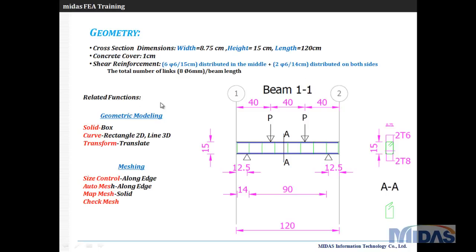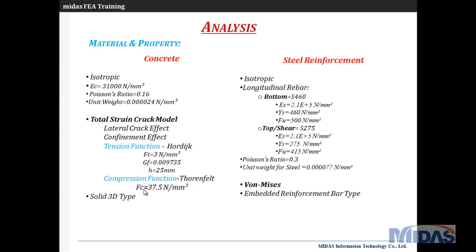The related functions we will be using in the program for the geometric modeling will be some features, solid and using a box, and drawing the reinforcements and the stirrups using some 2D rectangles and 3D lines, and then we will be performing some transforming actions to complete our model, and then we will be completing the meshing, and we will be checking on these tools in our video demonstration.